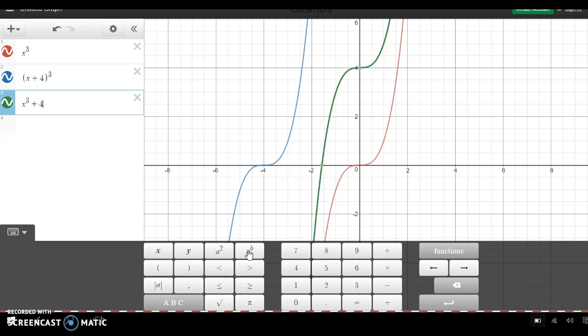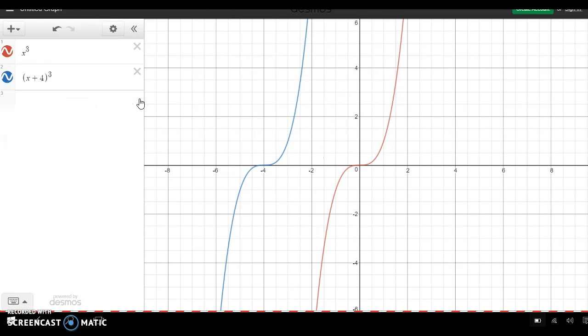So when you're dealing with parentheses, it's moving it horizontally because the x is being affected. When there's no parentheses, then that means the y is being affected. So that's the difference between the two. So now you're able to look at your options and pick the graph that best resembles the graph that you have on your graphing calculator.